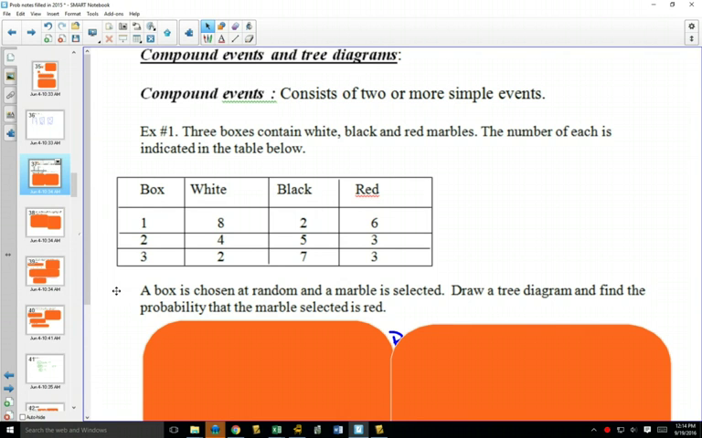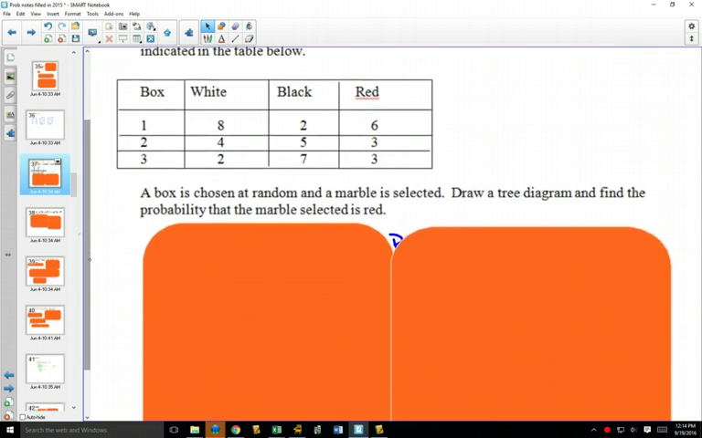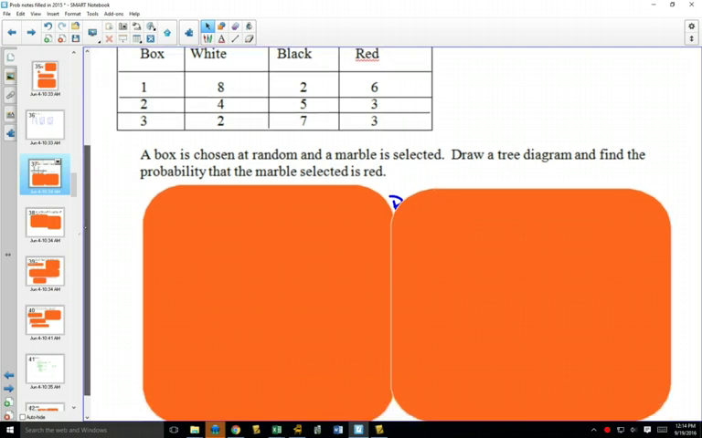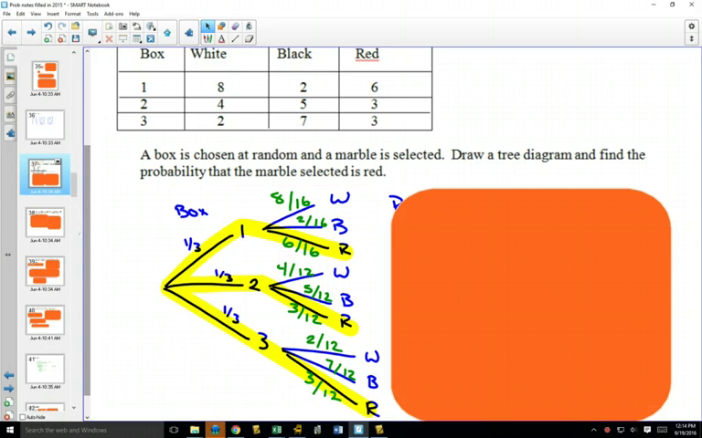So here we have 3 boxes, and you're going to pick a box at random, and then you're going to pick a marble at random. So those are the 2 simple events. First a box is chosen, and then a marble is chosen. And with these kinds of events, we're often going to draw a tree diagram. So you choose what you're going to do first. First thing you make a decision on is choosing a box, either box 1, box 2, or box 3.